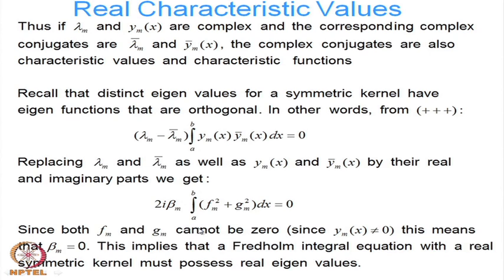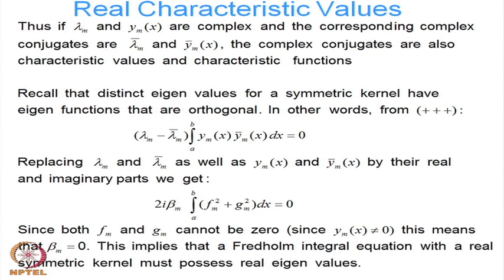And I know that this involves f of m square plus g of m square. So, the term within the first bracket there can only be 0 if both f of m and g of m are 0. But if both f of m and g of m are 0, that means my ym, which is equal to f of m plus i gm, has got to be 0. That is not true. Y of m is not equal to 0, that means this cannot be 0. So, the only way this can be 0 is if beta m is equal to 0.